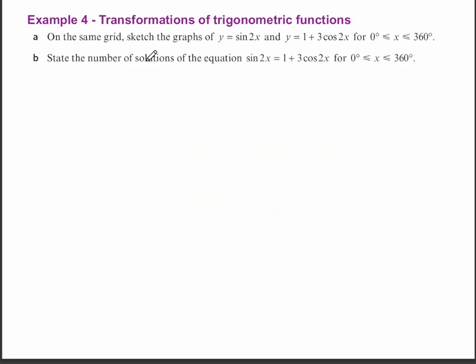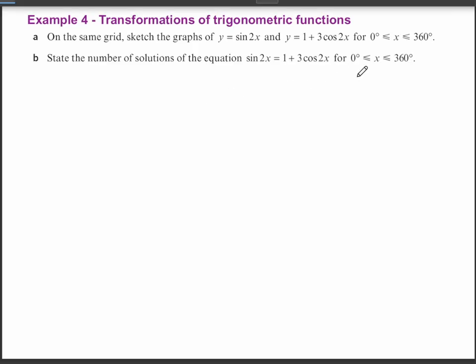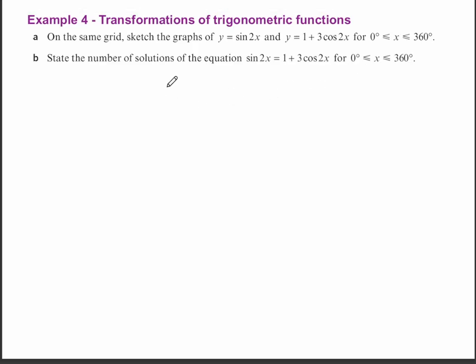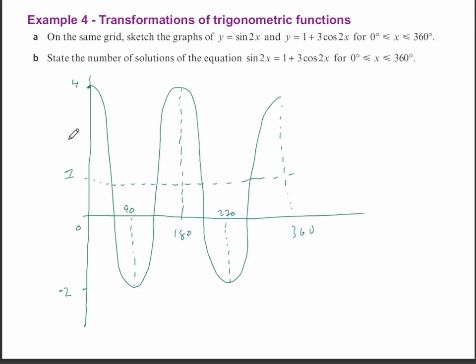And then, on the same grid, sketch the graphs of y equals sin 2x and y equals 1 plus 3 cos 2x for 0 up to 360 degrees. The graph of 1 plus 3 cos 2x we have already done. So let's just draw that right now on the curve. So this right here is the graph of 1 plus 3 cos 2x. This is from the previous question.